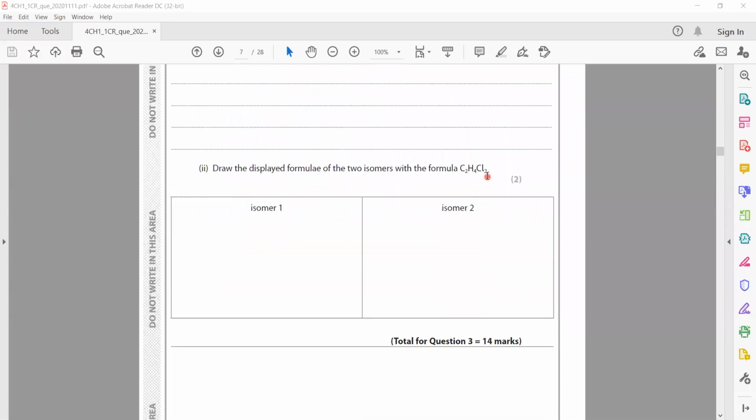Displayed formula of C2H4Cl2. So 1,2-dichloroethane. So what we will do? We have to draw the isomers. So how to draw the isomers of this? The two chlorine atoms can be attached to the same carbon, or might attach to two different carbons, and the rest will be hydrogen.